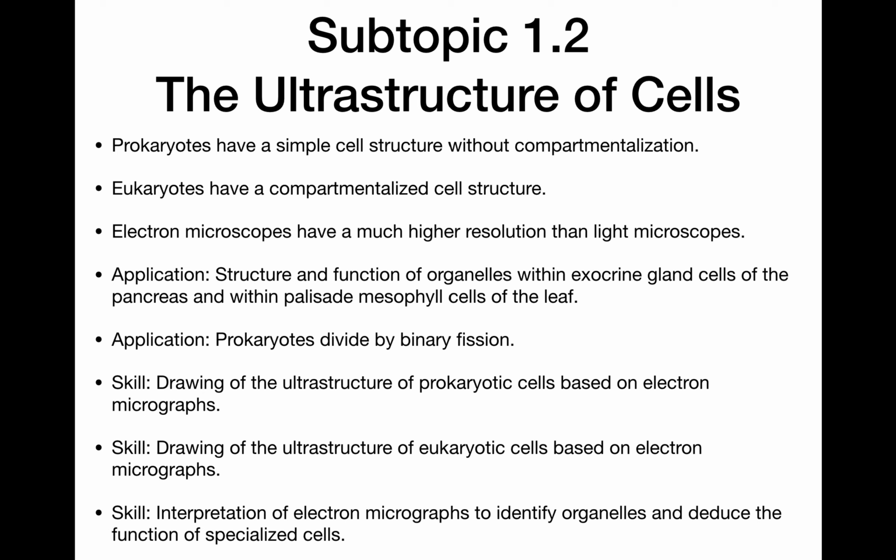Okay, so subtopic 1.2, here's what we need to learn today. Prokaryotes have a simple cell structure without compartmentalization. Eukaryotes have a compartmentalized cell structure. Electron microscopes have a much higher resolution than light microscopes. And applications: structure and function of organelles within exocrine gland cells of the pancreas and within palisade mesophyll cells of the leaf. Prokaryotes divide by binary fission.